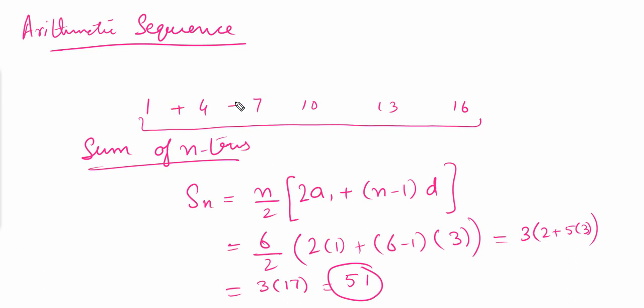For that purpose, I'll just add all of them and put that value in the calculator, and as a result of that, I will get 51 as the answer. So the sum of these 6 terms will be equal to 51, and we can use this formula in order to find out the sum of n terms. Alright, so now let's do an exam related question for the arithmetic sequence in order to understand it better.